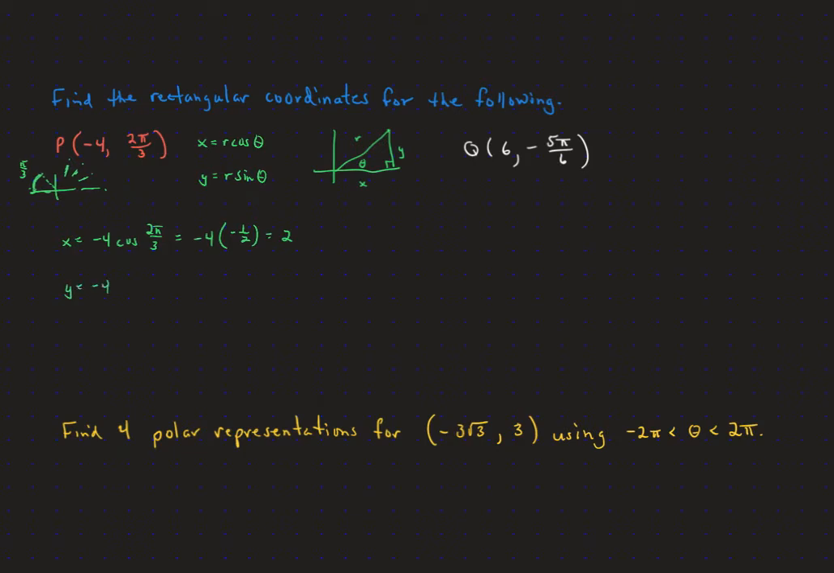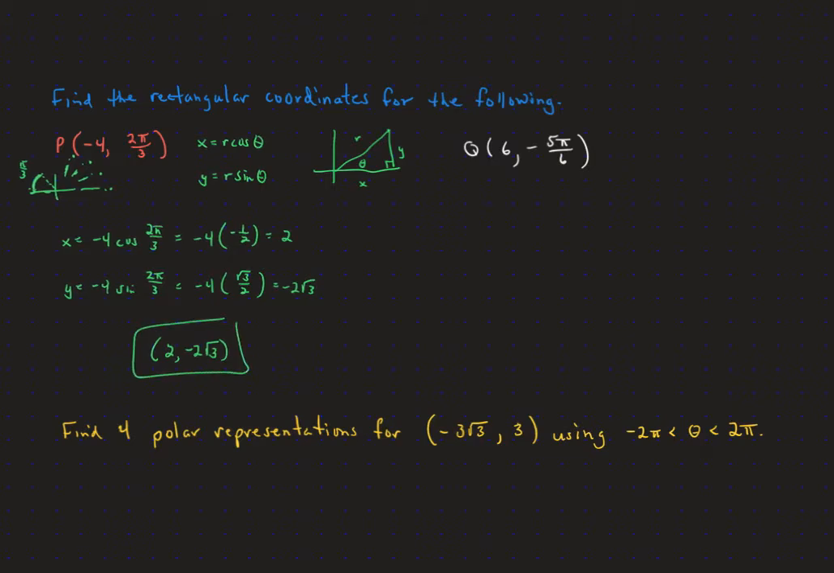Y is going to be negative 4 times the sine of 2 pi over 3. So that's negative 4 times, in a similar fashion, our reference angle is pi over 3. Sine starts small, so it's going to go 0, 1/2, square root of 2 over 2, square root of 3 over 2. In quadrant 2, sine is still positive, and so we're going to get a negative 2 square root of 3. So our rectangular coordinates are going to be 2 comma negative 2 square root of 3.